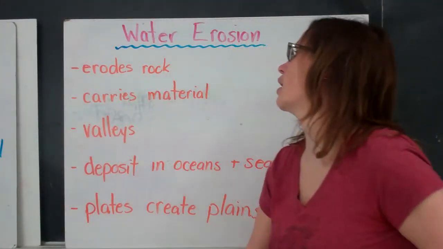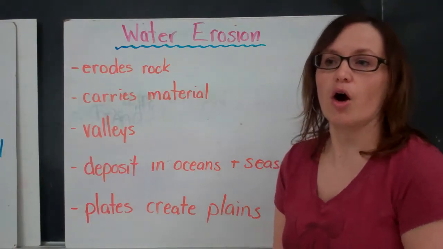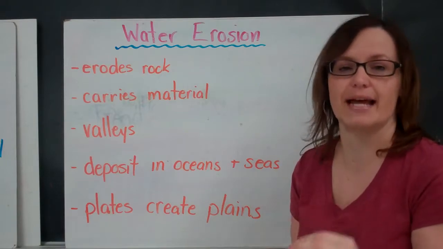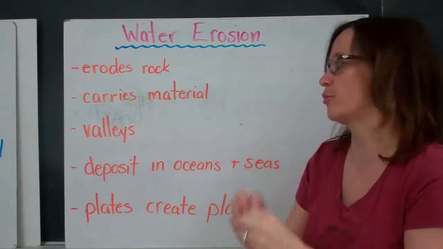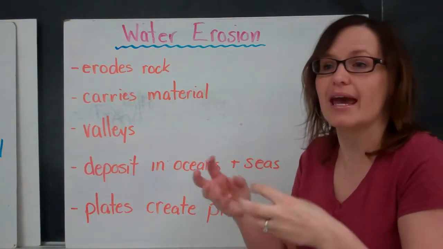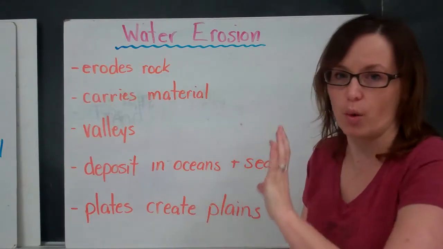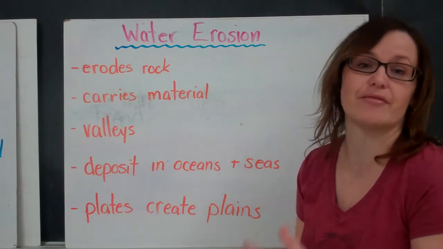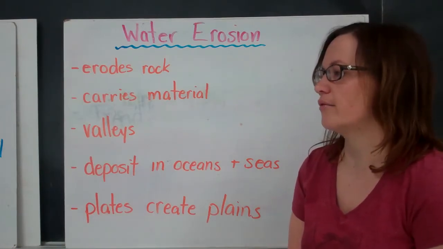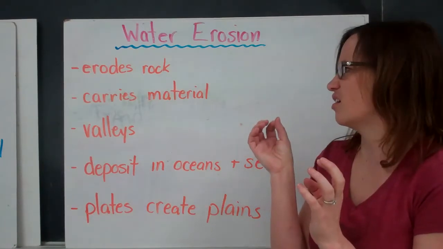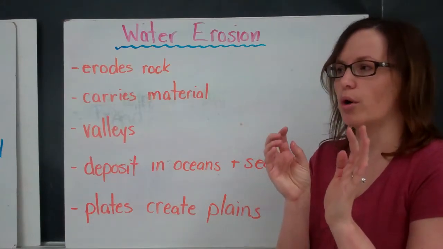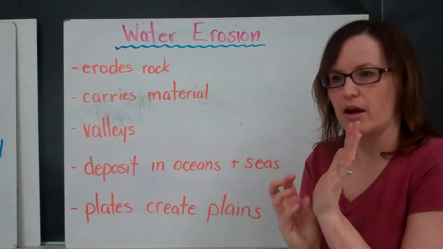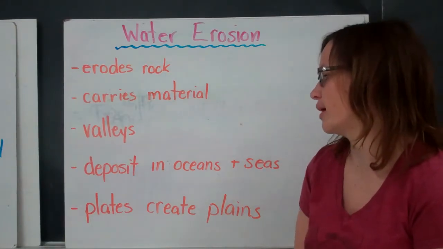So first we're going to talk about water erosion. Over time, as water passes over a rock, it will erode it. It will break down a larger piece into smaller pieces. And as it moves, it carries small material and small bits of rock with it as it continues. Ultimately, it will create a valley. These are usually V-shaped valleys because a river or a stream that passes through it will break down the rock at that point, and then it will continue to erode it.